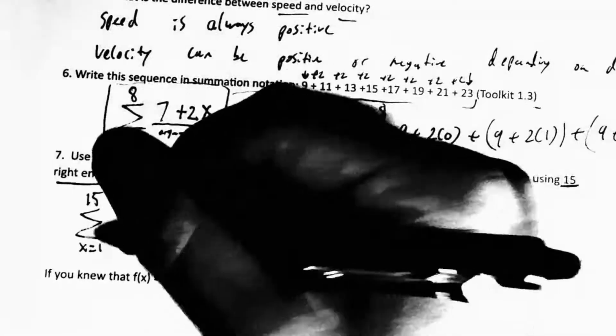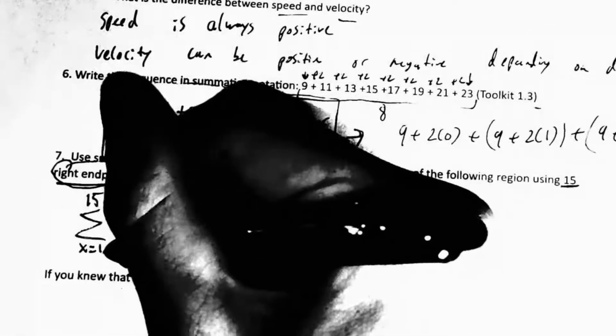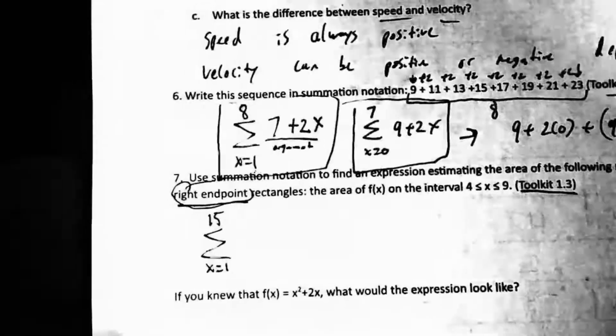So there's two situations here. For right endpoint, you start at 1 and you go to the number you want to end at. If it was left, I'm going to write a different scenario.